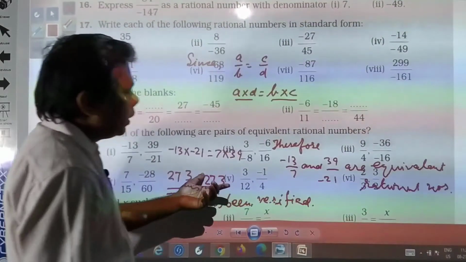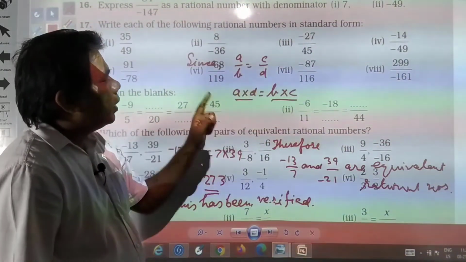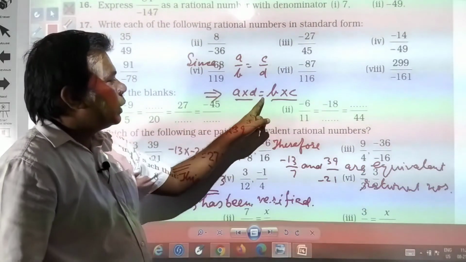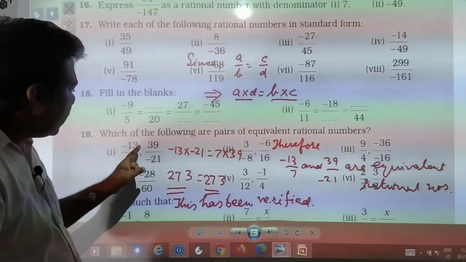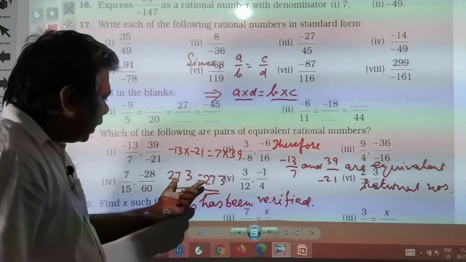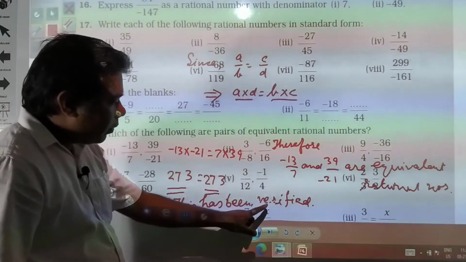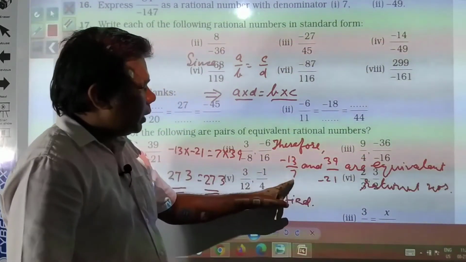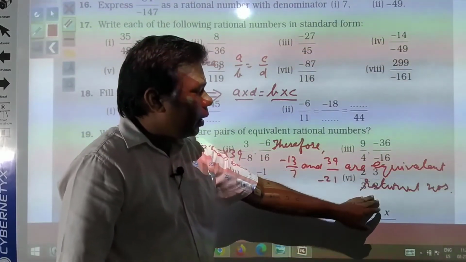In this way it is required to be done. What will you write? Since a/b = c/d, that implies a×d = b×c, and then you need to do this thing: -13 × -21 = 7 × 39. If it is coming equal, then you will write this has been verified, and therefore -13/7 and 39/-21 are equivalent rational numbers.